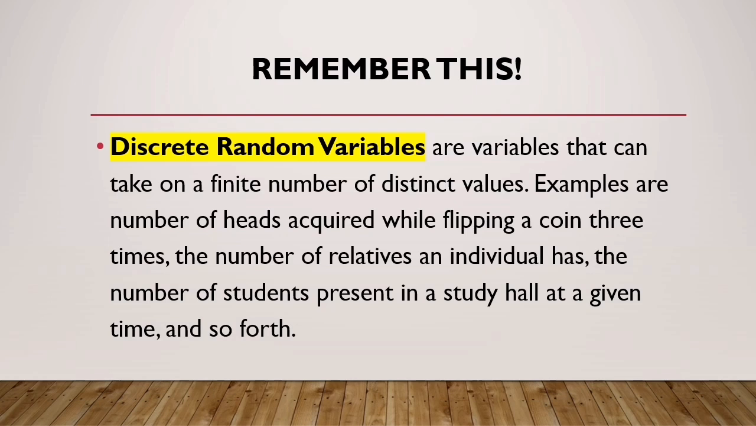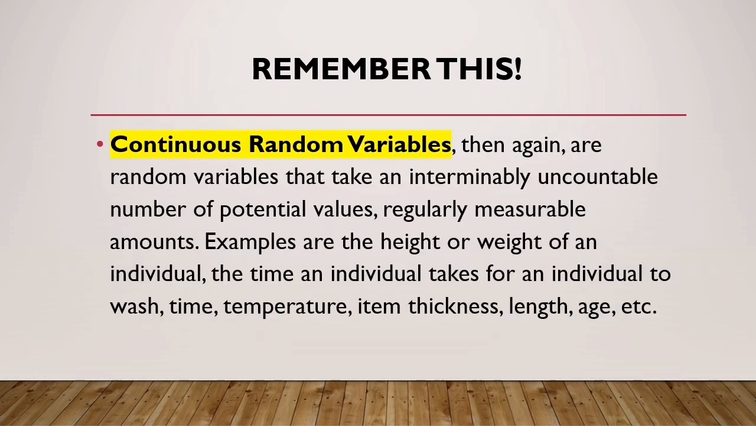Discrete random variables are variables that can take on a finite number of distinct values. Examples are the number of heads acquired while flipping a coin 3 times, the number of relatives an individual has, the number of students present in a study hall at a given time, and so forth. Continuous random variables are variables that can take an interminably uncountable number of potential values, regularly measurable amounts. Examples are the height or weight of an individual, the time an individual takes to wash, time, temperature, item thickness, length, age, and so on.